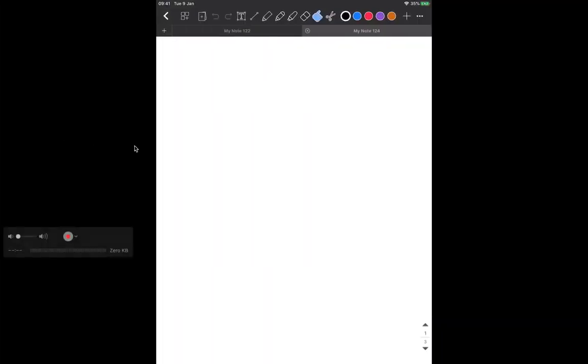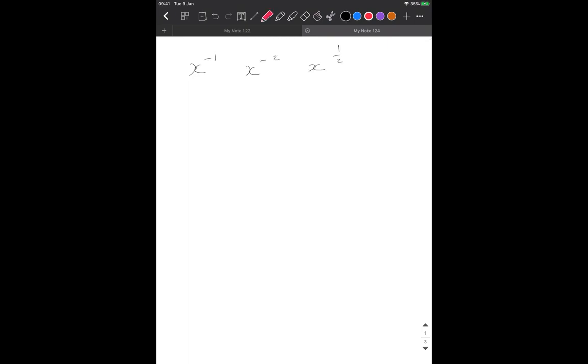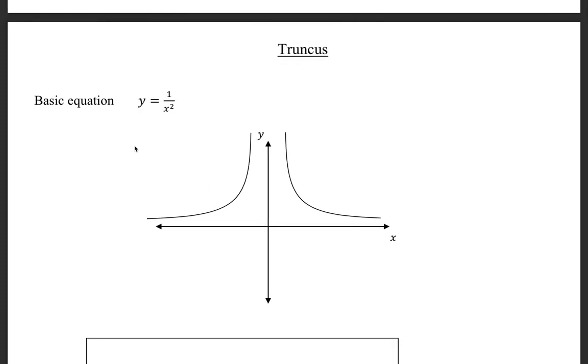I spoke in the last video about these graphs being x to the power of -1, x to the power of -2, and x to the power of a half. The hyperbola is x to the power of -1, which is 1 over x. The truncus that we're doing in this video is x to the power of -2, which is 1 over x to the power of 2, or 1 over x squared. The next video will be x to the power of a half. So we're dealing with 1 over x squared.